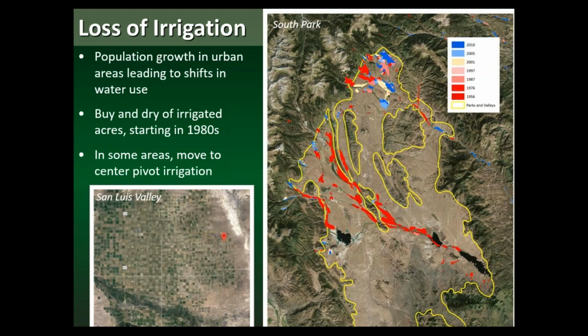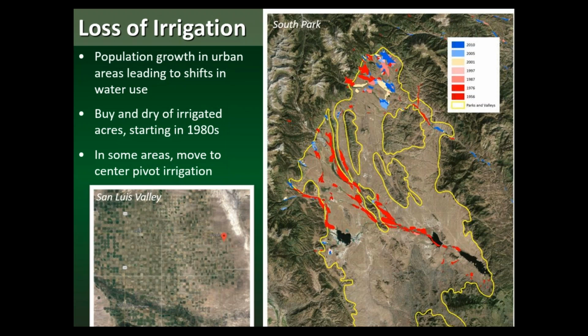Calls for more efficient irrigation practices and outright sales of irrigation water to municipalities has reduced irrigation in some of the parks and valleys. In South Park, for example, a significant share of irrigation water was sold for municipal use in the 1980s. In the map to the right, red polygons indicate areas where irrigation ceased in the 1980s after water rights were sold to downstream municipalities.